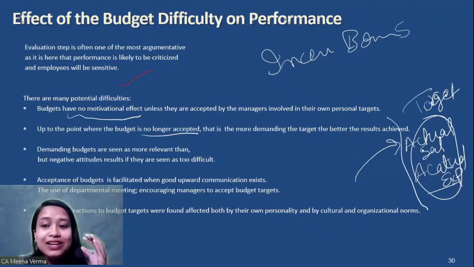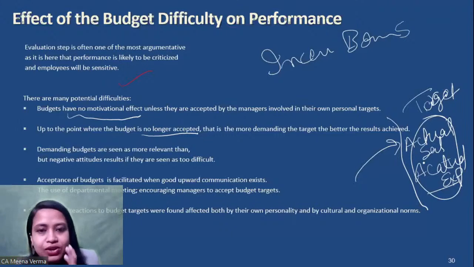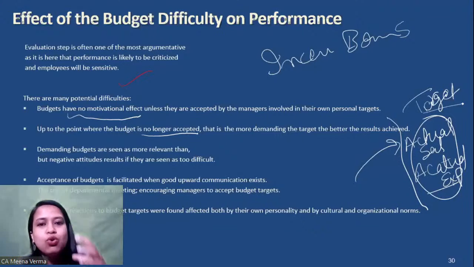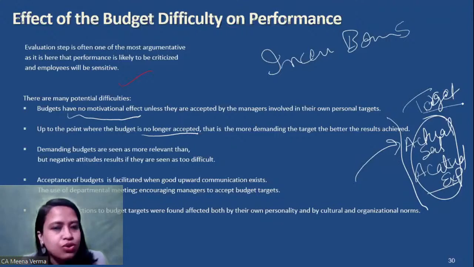So when you keep the target high, meaning the actual sale high and the actual expenditure the lowest, that is not acceptable to the manager because that will reduce the incentive of the manager. So this is again a difficulty for us. We cannot set the highest, demanding target. Instead, the more demanding a target you keep for the organization, the better it is for the organization. But managers don't want this highest target, they avoid it.